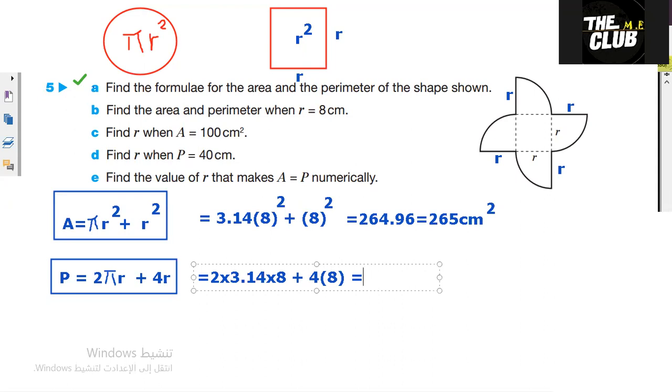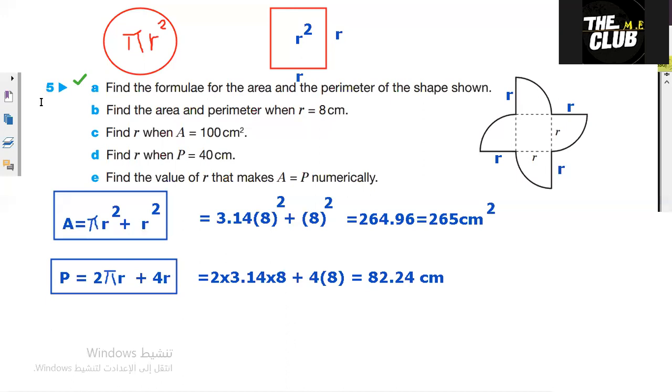So 2 times 3.14 times 8 plus, and the answer will be 82.24. Okay, that's the idea of this question. And because it's perimeter, it's going to be in centimeters. So this is the idea of question B.